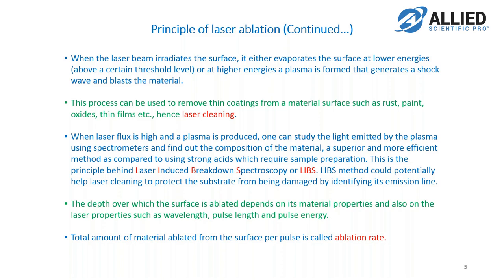Now, another thing: the depth over which the surface is ablated depends on the material properties and also on the laser properties. So you need to know for which particular material which laser to use and what parameters to use, because otherwise you may actually damage the surface if you don't choose the right parameters. And here's a definition. The total amount of material ablated from a surface per pulse is called the ablation rate. If more material is removed per pulse, the ablation rate is high. If less material is removed, the ablation rate is low.